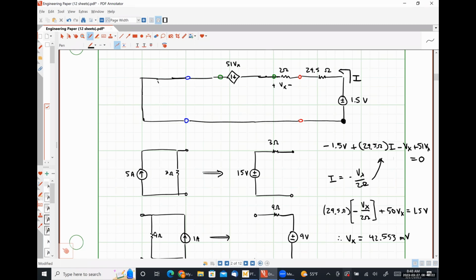I apologize, Phil, for adding, or no, it wasn't Phil that pointed it out. It was Elizabeth, I'm sorry, that pointed out that I was effectively counting the voltage drop across the 2 ohm resistor twice. That was very much incorrect. So thank you for pointing that out.